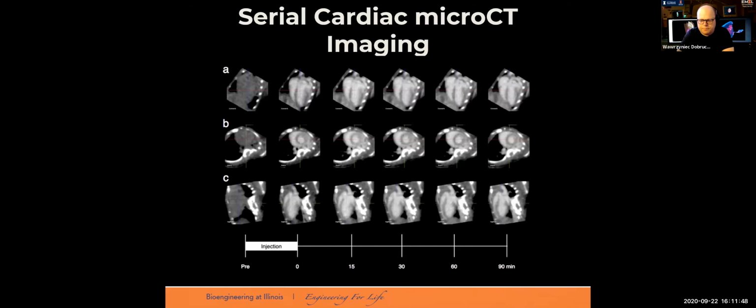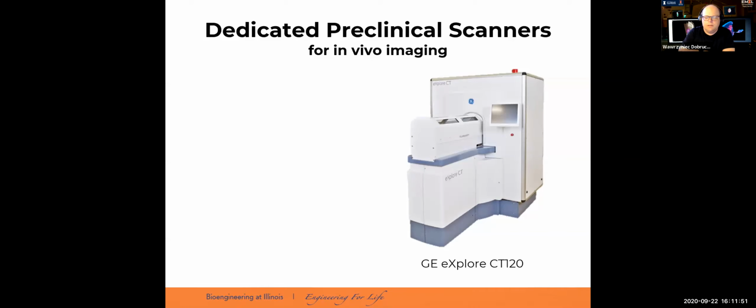So finally, before we finalize the CT imaging, I wanted to tell you about several of the dedicated preclinical scanners for in vivo imaging. One of the first scanners dedicated for small animal imaging, containing only CT as a main modality, was the GE Explorer CT120. The system is shown on the right side. Inside you have the gantry, which rotates around the animal, which is placed over here. As you can see, everything is shielded, so there are shields which protect from the radiation.